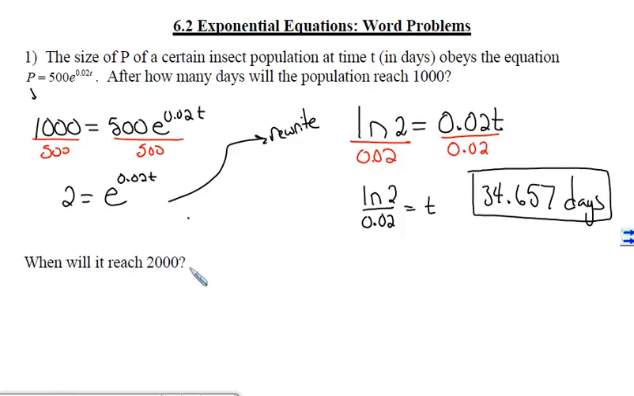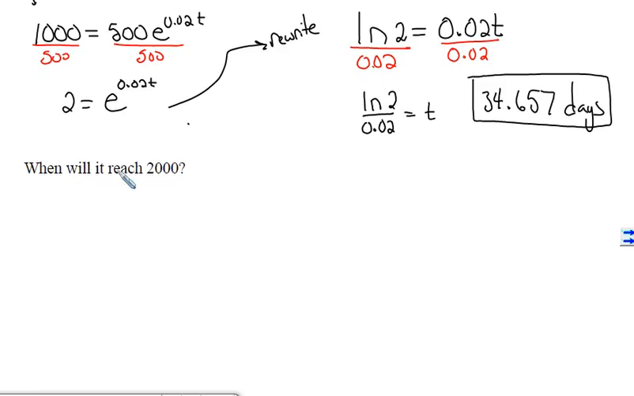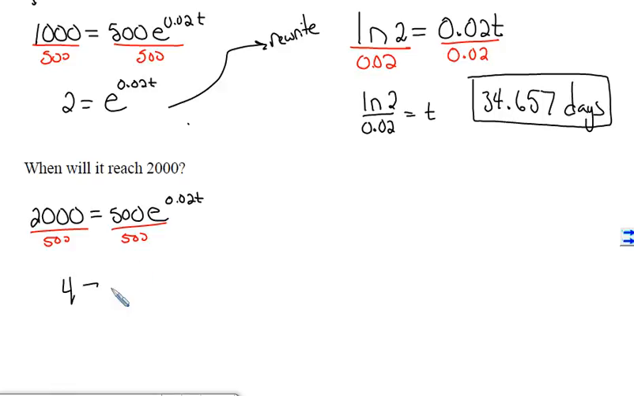Okay. Now this is basically the same question, right? When will it reach 2,000? So we'll plug that in. Once again, you should probably try this before I work it out. Okay, I'm going to start off the same way. Divide both sides by 500. Dividing by 500, we get 4 equals e to the 0.02t.